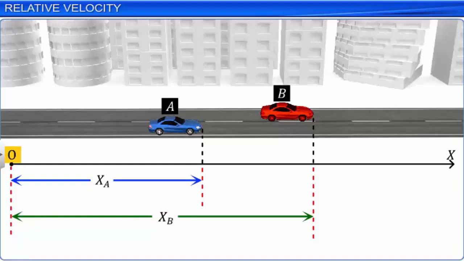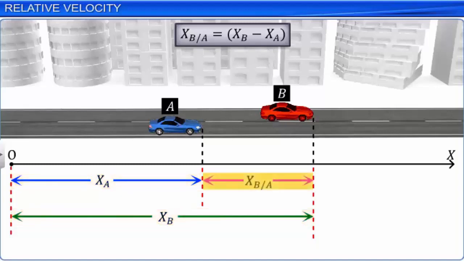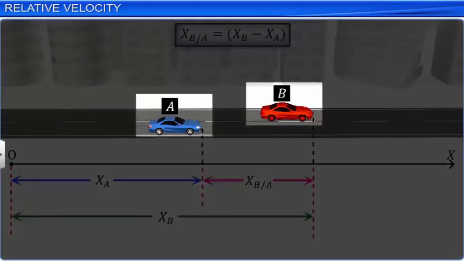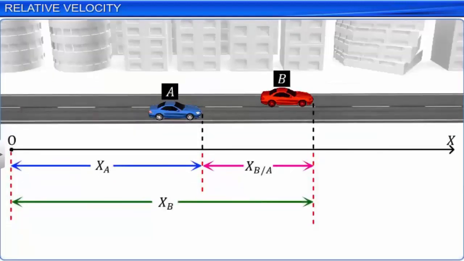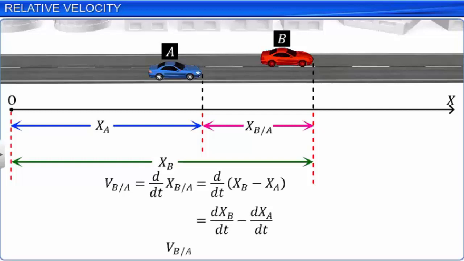xb minus xa is the relative position coordinate of B with respect to A and is denoted by xb by A. When both A and B are moving, we take the distance at a particular instant. Differentiating relative distance xb by A with respect to time, we get relative velocity, which is denoted by vb by A. By differentiating, we get vb by A is equal to vb minus va.